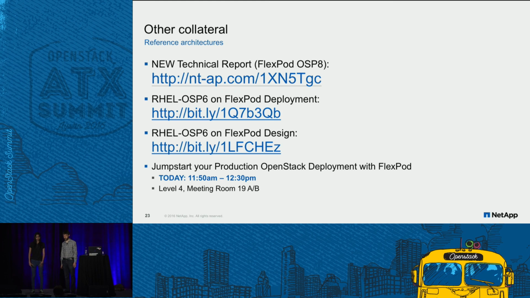And we had a previous solution released in October of last year. It was Red Hat OpenStack Platform 6, based on the Juno release, on FlexPod. It's a Cisco Validated Design. Those links are here. And if you'd like to hear more about how FlexPod can accelerate your production deployment of OpenStack, I'm giving another session today at 11:50 a.m. on this floor, I think in meeting room 19 over there.